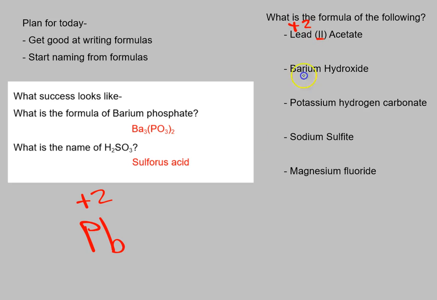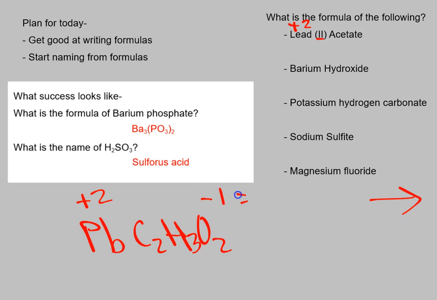The Roman numeral tells me. And then acetate, I should have it memorized, but if you don't, it's on the screen right over there. So acetate is C2H3O2, and then its charge, once again, is something you should have memorized. It's a -1. All right, so once we have all the stuff and all the charges, we just double check.